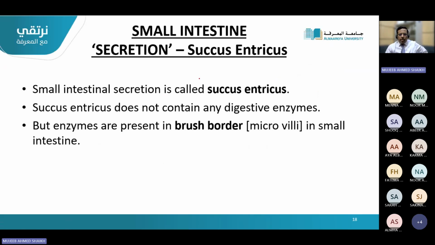Okay, coming to the juice, intestinal secretion or intestinal juice is called succus entericus. It does not contain any digestive enzyme. If it does not contain any digestive enzyme, then how will the digestion take place? Digestion will take place by the enzymes which are present not in the fluid, but on the brush border of the small intestine. What is meant by brush border?